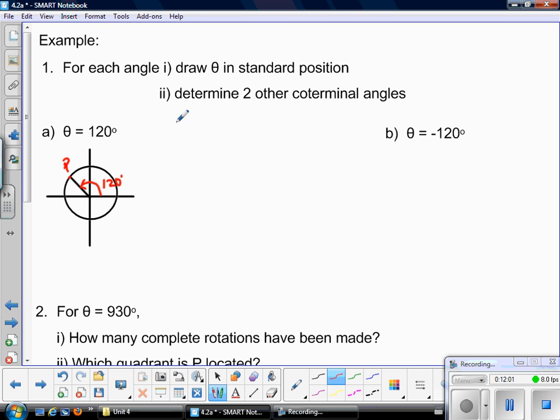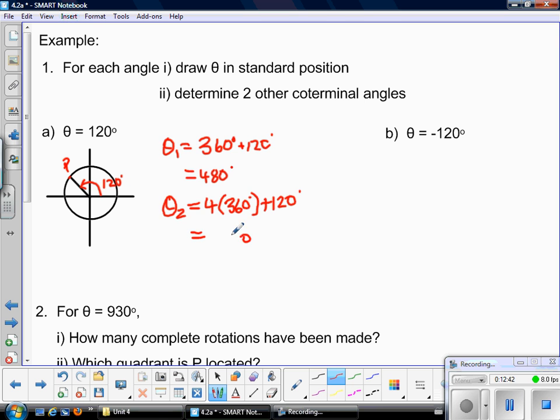So determine two other coterminal angles. Well, I could have a theta 1 that is 360 plus the 120. And if we do that, we end up with 480. Okay, there's infinite possibilities here. We could go around that circle if we wanted to keep positive. We could go around 4 times. So 4 times 360 plus 120.